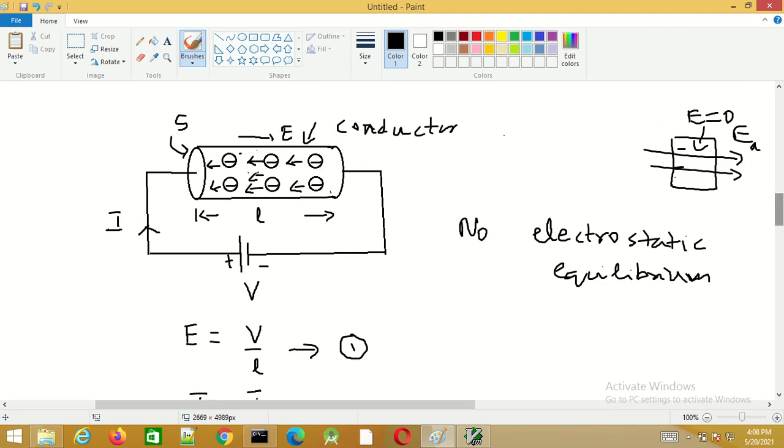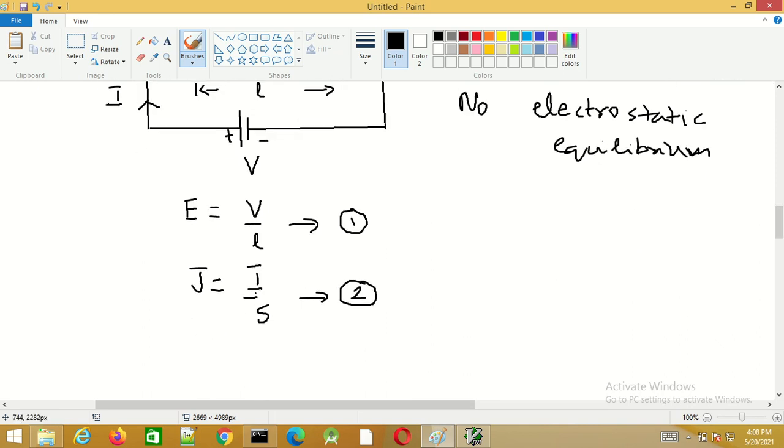We have to note here that the direction of the conventional current is opposite to the direction of movement of the electrons. Electrons are moving from right to left, whereas the direction of the current is taken as from left to right in this particular case. And this current density is given by I by S.